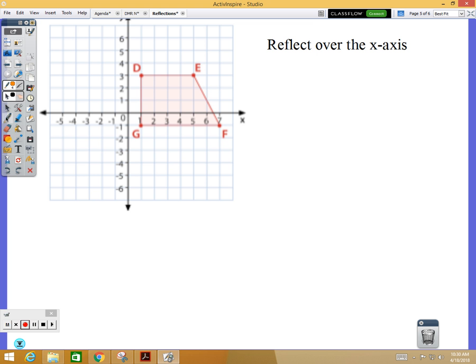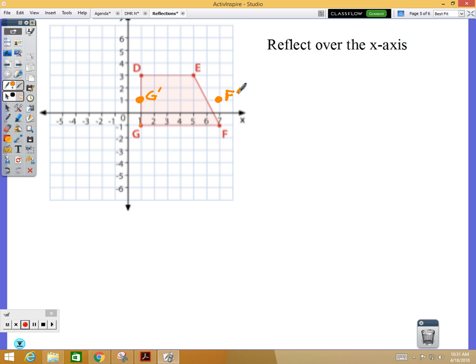G is currently down 1, so I'm going to make it up 1. And make sure you label your points. So this is going to be G prime. F is currently down 1, so I'm going to make F up 1, and that's going to be F prime. Is everyone okay with those 2 points?